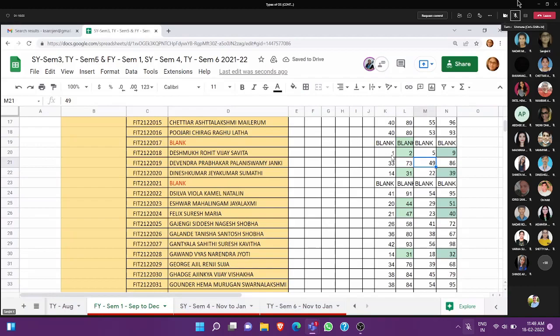Okay. Then who is this? Rohit. Rohit attended only one lecture of WP. Rohit, are you there? Roll number 18, Rohit. Now also he is not there. Rohit, are you there in the meeting? Pawar Rohit Vilas.